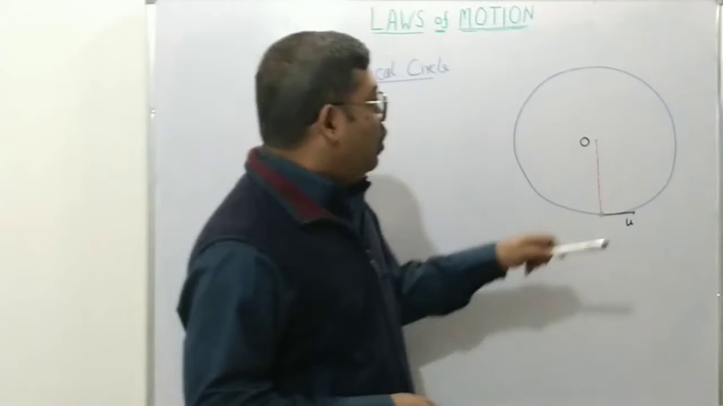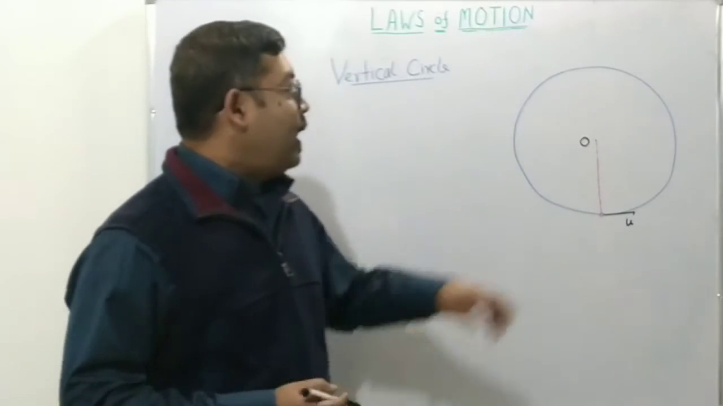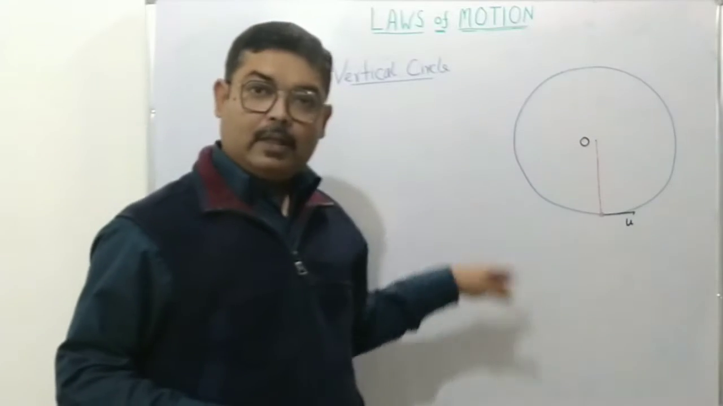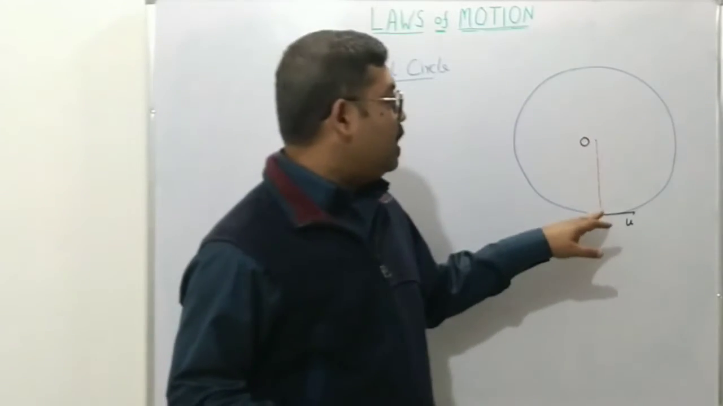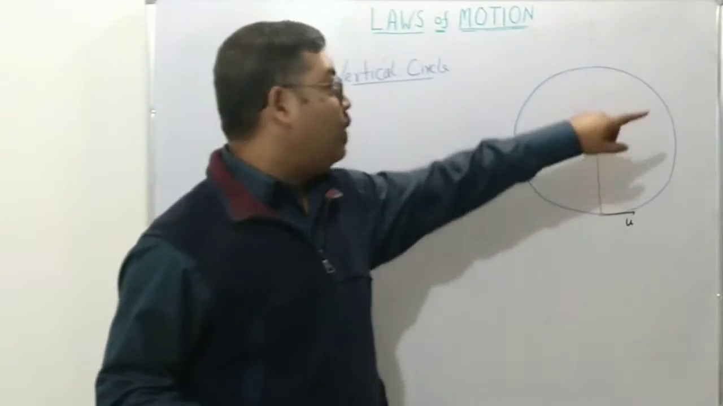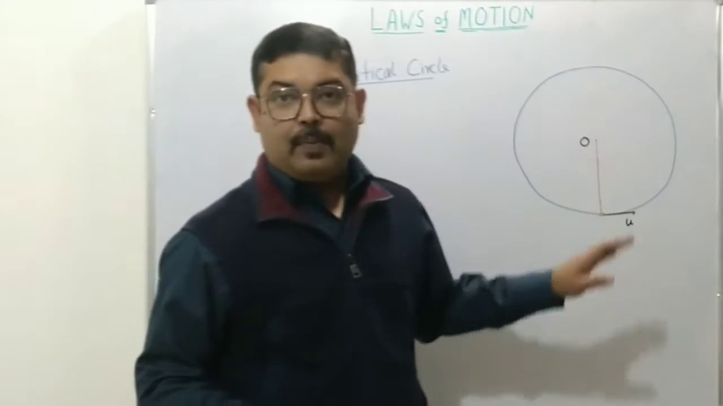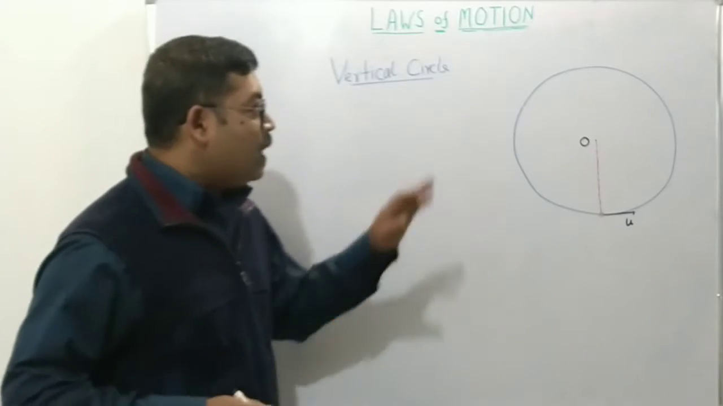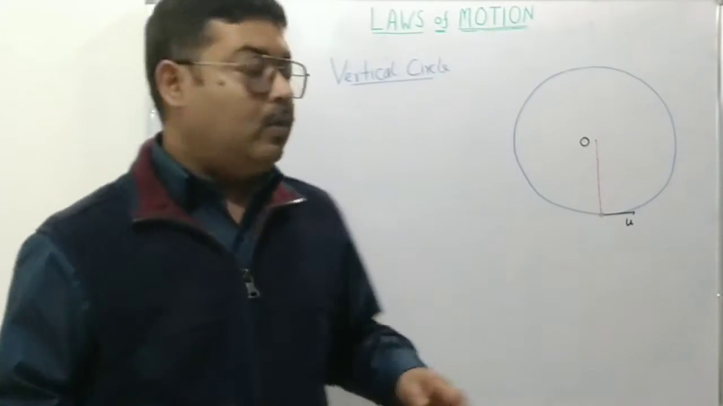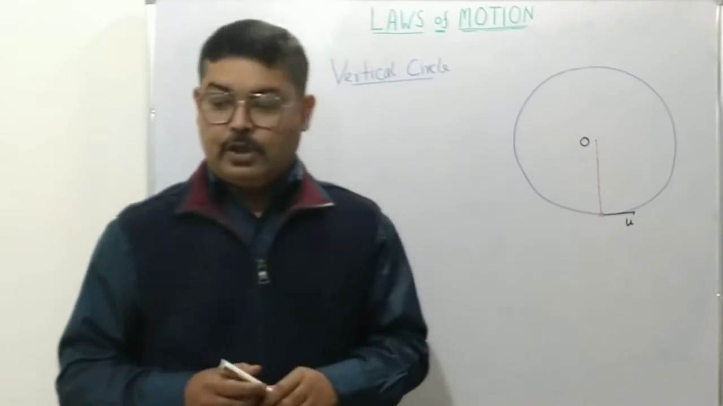So to solve this problem, to find the minimum velocity required at the bottom so that it can complete the circle, and the other aspects, if the minimum velocity is not imparted, if the velocity is less than the minimum velocity required to complete the vertical circle, what will happen? To discuss all these things, let's first start with finding how the velocity is going to change and how to find the tension in the string.